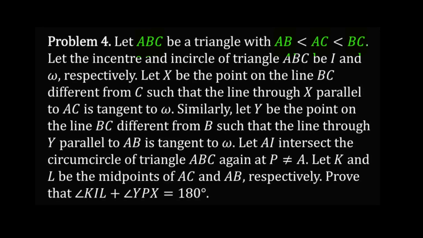Let AI intersect the circumcircle of triangle ABC again at P not equal to A. Let K and L be the midpoints of AC and AB respectively. Prove angle KIL plus angle YPX is equal to 180 degrees.